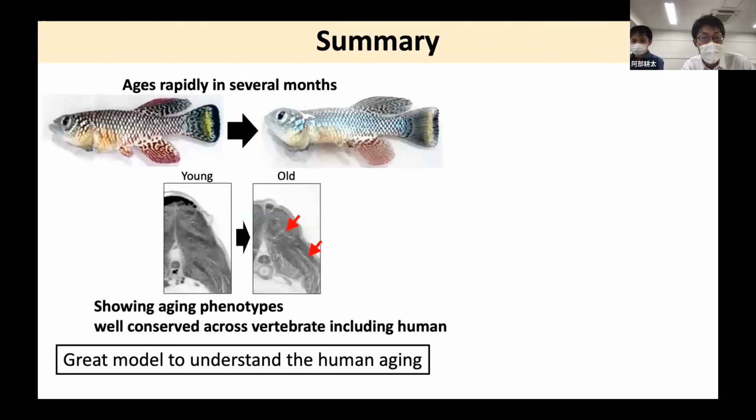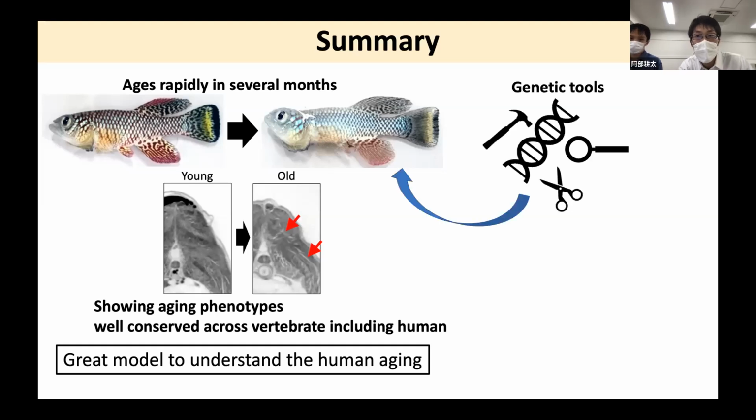So this is today's summary slide. Again, turquoise killifish ages very rapidly, in just several months, and they show aging phenotypes that are very well conserved across vertebrates, including human. So turquoise killifish is a great model to understand human aging.